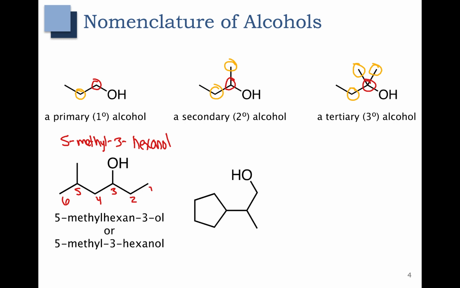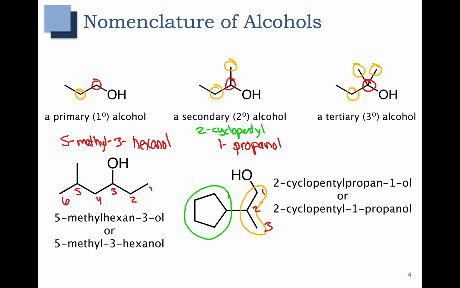Here's our next example. In this case, it's a little bit tricky to identify the parent chain. You have to make sure that the parent chain contains the alcohol. So this is our parent chain here. That gives us a propanol. That means that we have a 1-propanol because our alcohol is attached to carbon 1. At carbon 2, we have a cyclopentyl group. So that would give us 2-cyclopentyl, 1-propanol. We can also put the 1 in front of the ol as shown here.